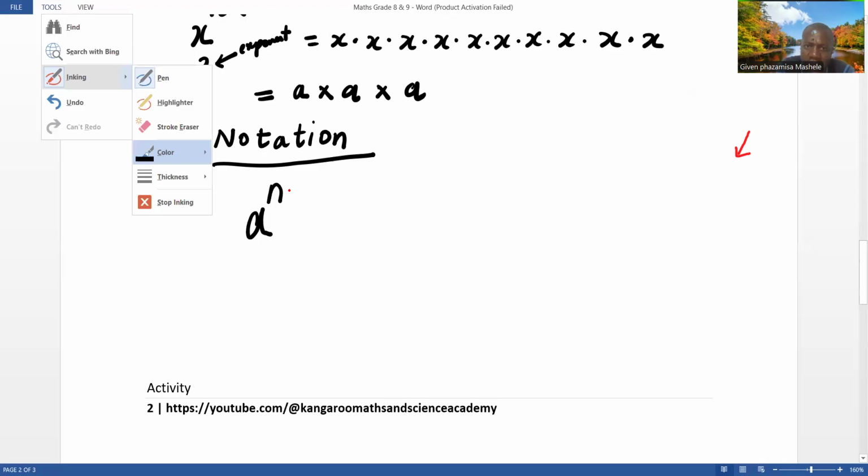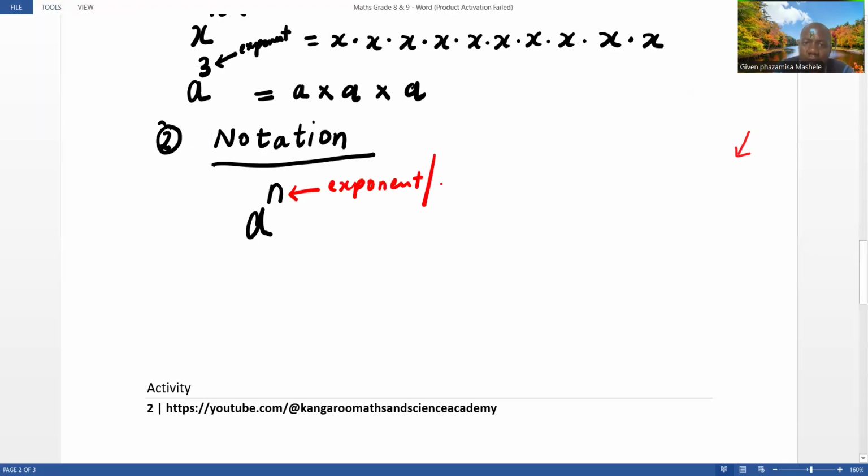In other books, we call the exponent a power or an index. But this quantity here is called the base. So we have a base a and we have an exponent of n. How can we pronounce this?